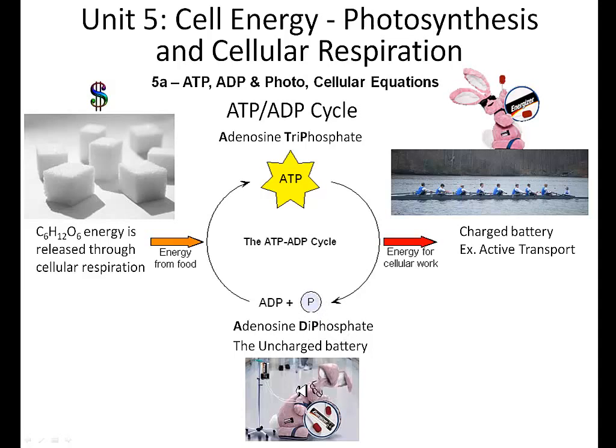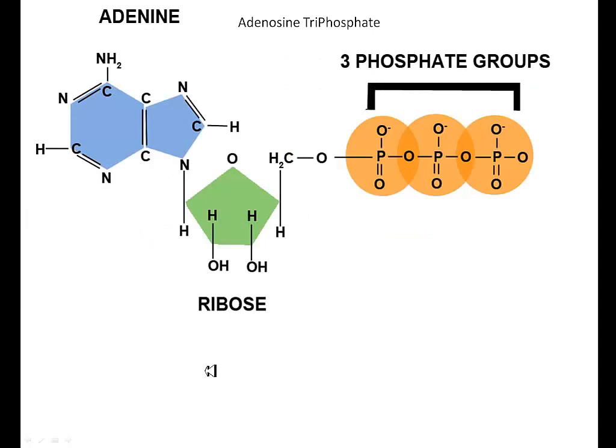And this is the uncharged battery, and you can see the Energizer bunny up here with an IV of an Energizer 9-volt battery to charge it up. And then we'll talk about the high energy molecule. This is ADP, and what you have is you have an adenine, which is where we get the first part, and then you have a sugar ribose, and then we have the 3 phosphates.